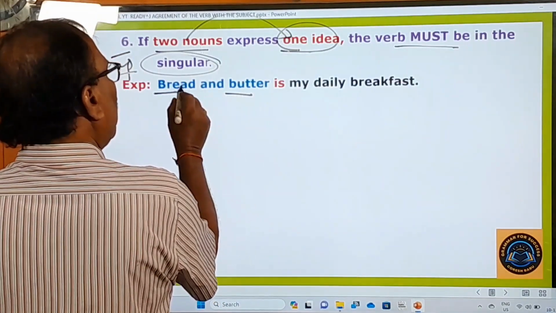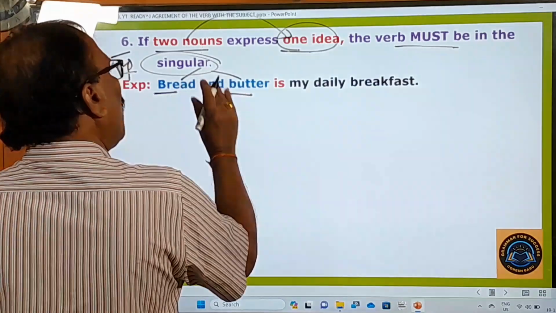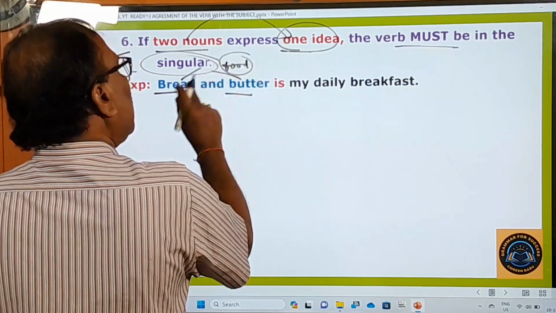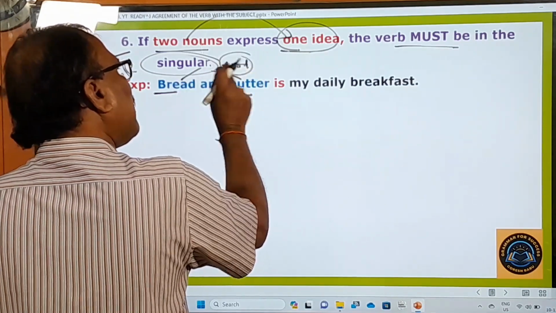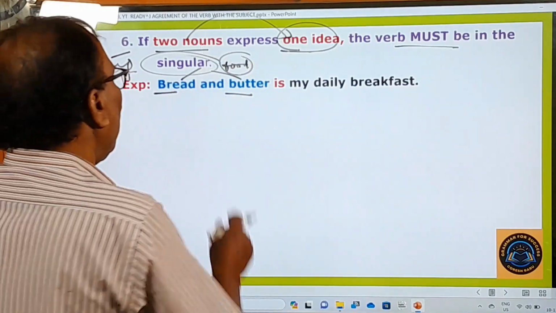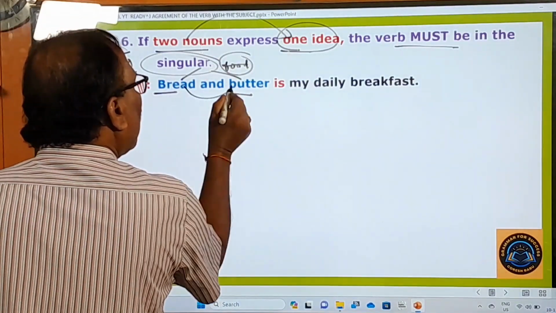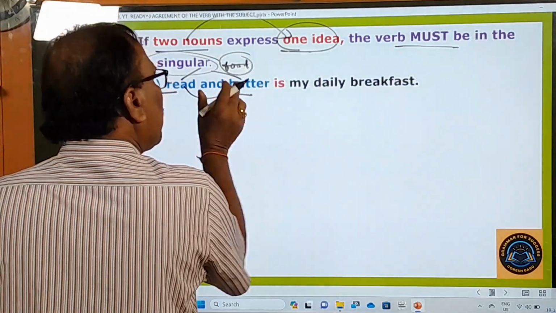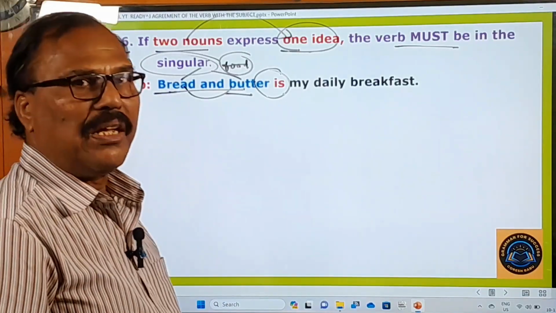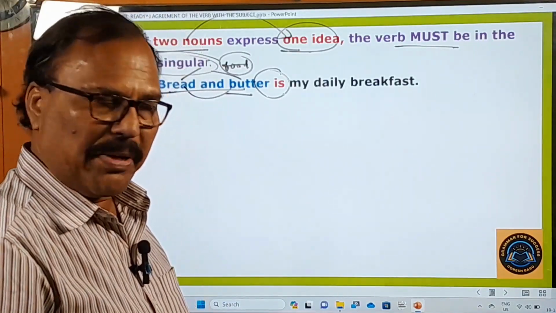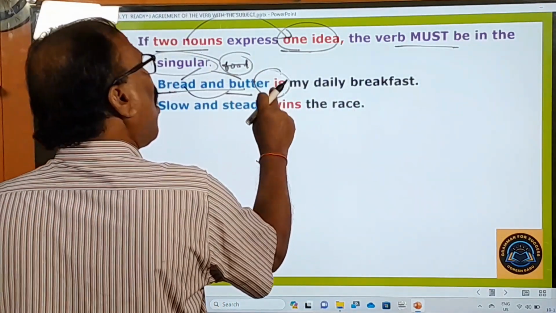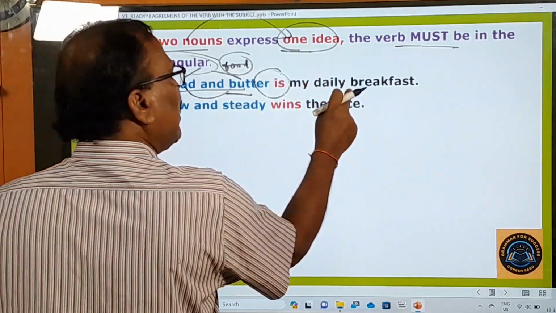Bread and butter. So this bread and butter, they are conveying only a single idea. Bread and butter, that is nothing but food. Bread is conveying this idea, butter is also conveying it. Bread and butter means some food. Therefore, since these two nouns are conveying one idea, we must think it is a singular subject, and therefore we have to use only the singular verb or singular helping verb, right? And that's why, bread and butter is my daily breakfast. You cannot say bread and butter are my daily breakfast.